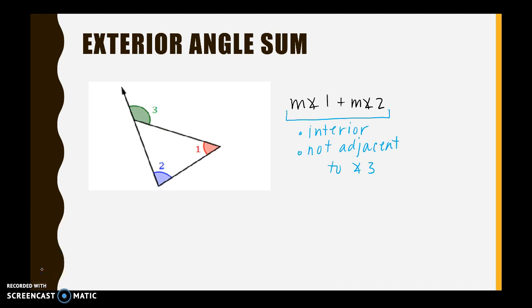So the measure of angle 1 plus the measure of angle 2 is going to equal the measure of angle 3. Okay, so now if I have two interior angles of the triangle, I can find what the exterior angle measure is, as long as I'm not looking for an exterior angle that's adjacent. So meaning if I labeled this as number 4, I can't say angle 1 plus angle 2 is equal to angle 4. They can't be adjacent to the exterior angle.